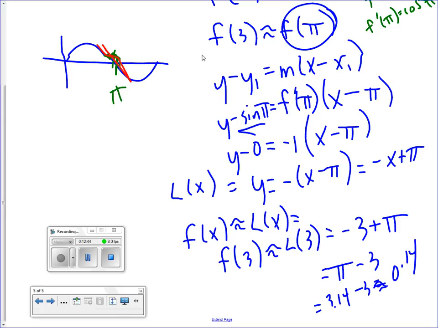Now I could confirm this. I could go to my calculator, type sine of 3, making sure I'm in radians. And I'm actually doing this on my calculator right now. I'm not going to show you, but I'll talk you through it. If I do sine of 3 on my calculator, I get 0.1411. You see I'm pretty close to my approximation of 0.14. So that's it for these.